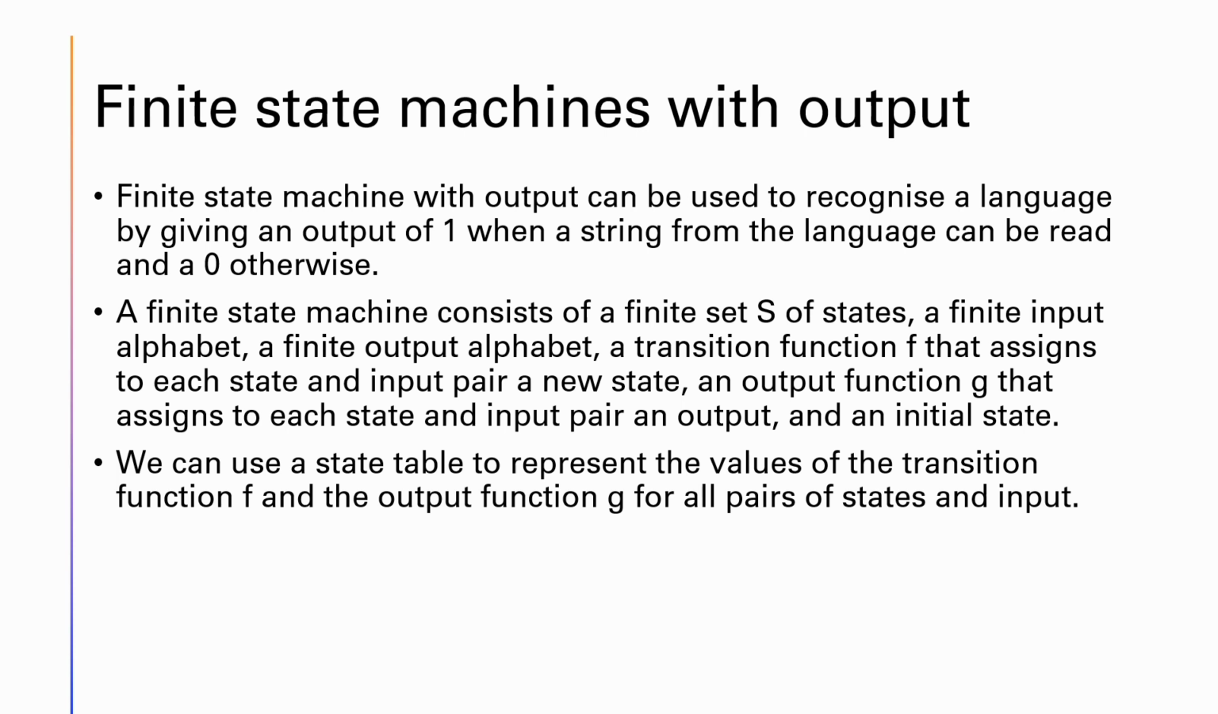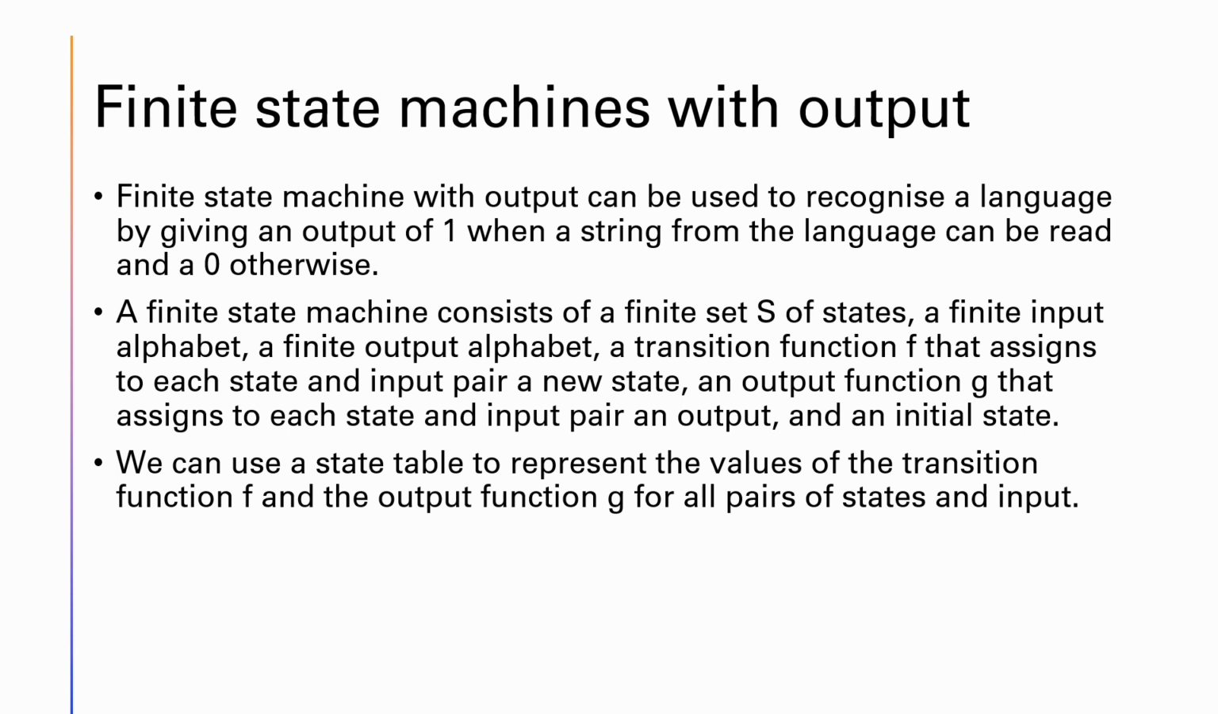A finite state machine consists of a finite set of states S, a finite input alphabet, and a finite output alphabet, a transition function f that assigns to each state and input pair a new state, an output function g that assigns to each state and input pair an output, and an initial state. We can use a state table to represent the values of the transition function f and the output function g for all the pairs of states and input.